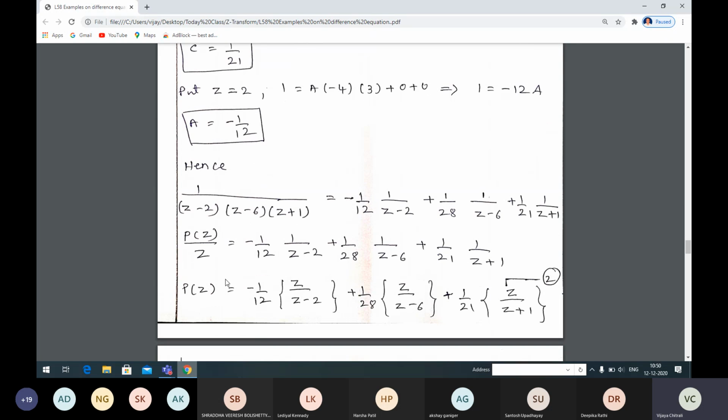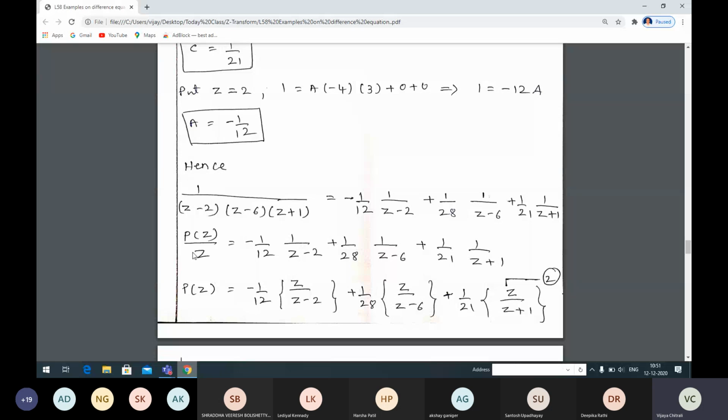So substituting this, hence 1 upon (z minus 2)(z minus 6)(z plus 1) is equal to a, which is minus 1 by 12, 1 upon z minus 2, plus 1 upon 28, because b is 1 by 28, 1 upon z minus 6, plus 1 upon 21 into 1 upon z plus 1. Now p of z divided by z is minus 1 by 12, 1 upon z minus 2, plus 1 by 28, 1 upon z minus 6, plus 1 by 21, 1 upon z plus 1.